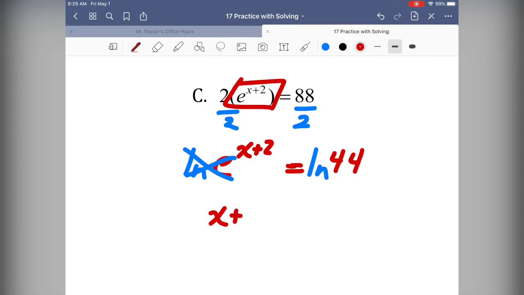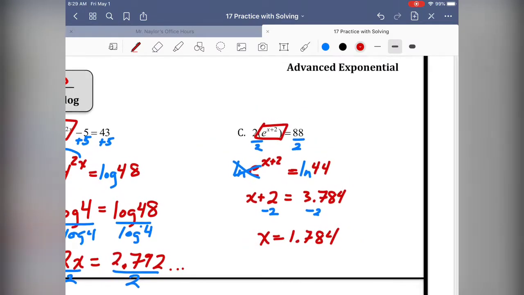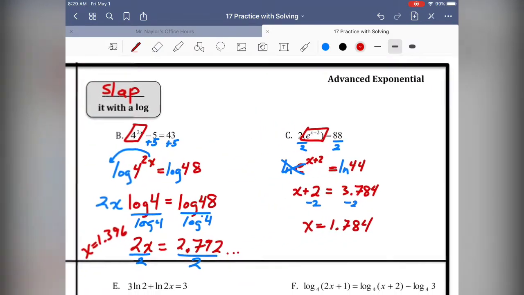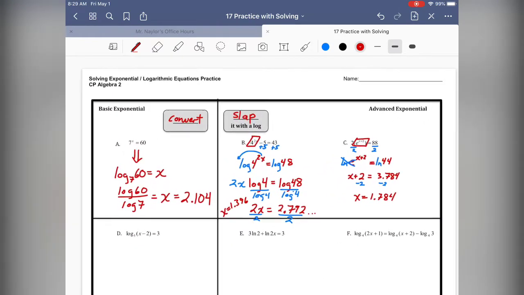Now, natural log is just a special log that cancels with e, because it is a base e logarithm. We didn't get a lot of time to talk about that, but I still want you to know that that's what you do. And when you do the ln of 44 on your calculator, make sure you use the ln button, and we get 3.784. Okay, and of course, when you subtract 2 from that, you'll be down to 1.784. So, if you see an e, you're going to still isolate it, but then you slap it with a natural log. Those are exponential equations.